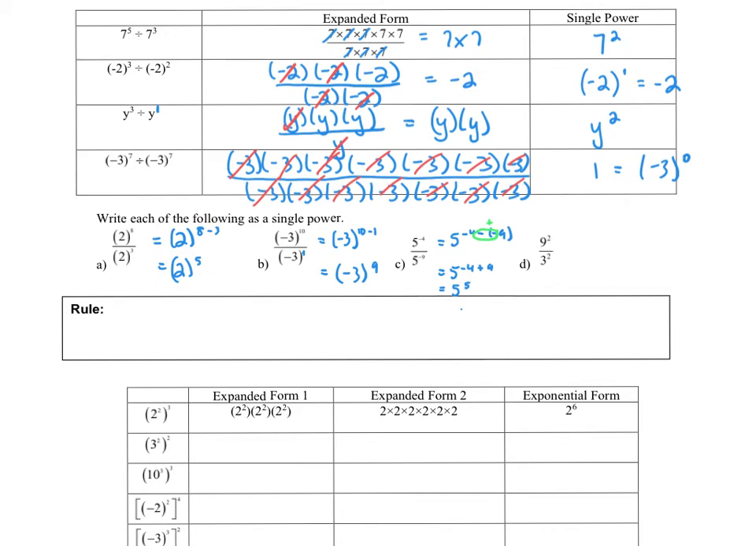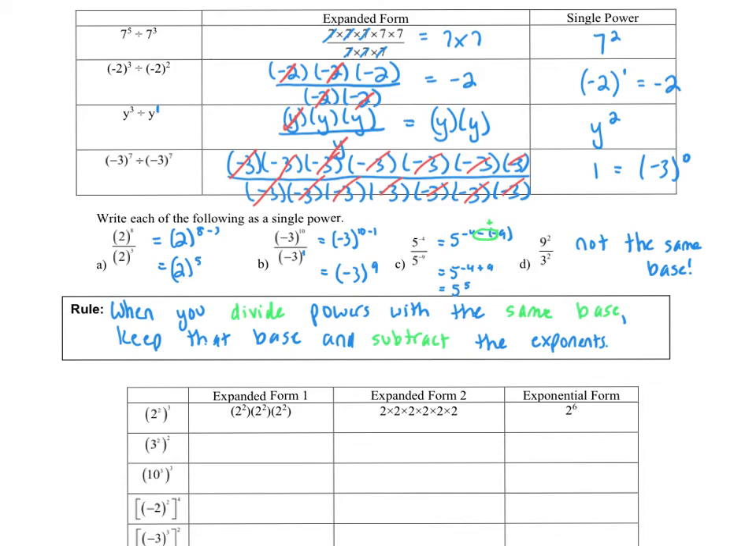And in the last example, we have 9 squared divided by 3 squared. As the bases are not the same, we are not able to use the rules to simplify to a single power. So the second rule of exponents that we investigated says that when you divide powers with the same base, you keep that base and subtract the exponents.